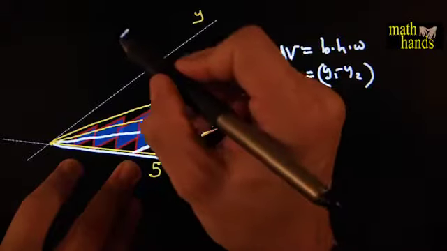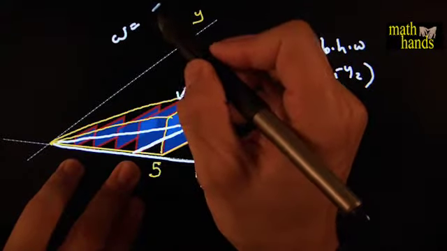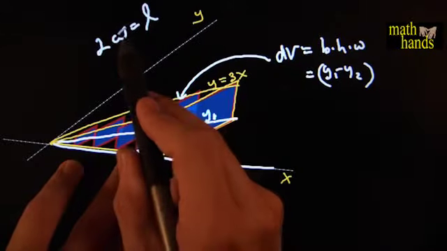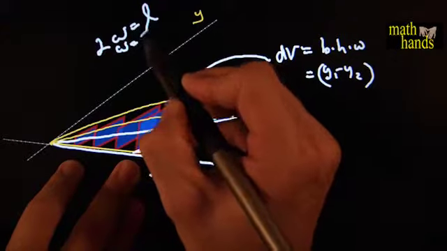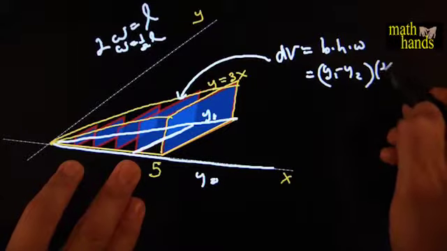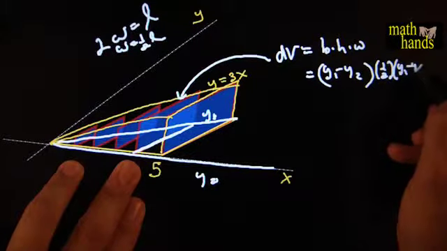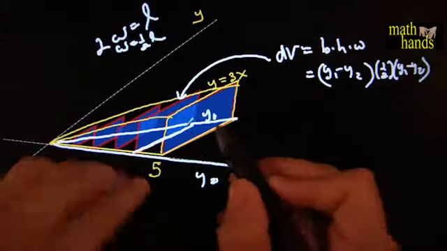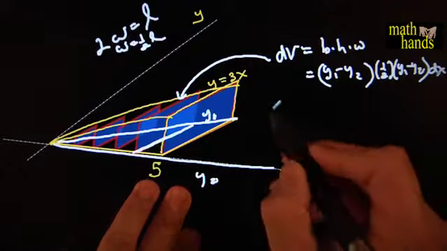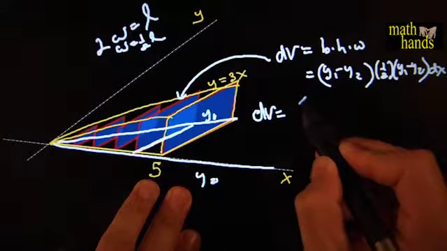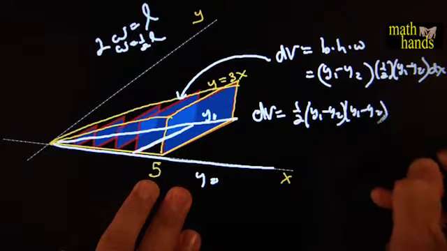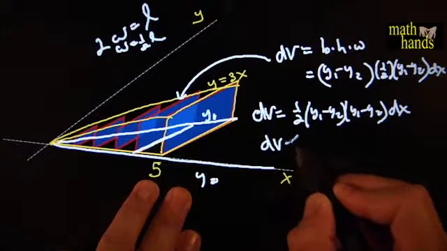The height, they tell us something about: two of these widths make one of the lengths. So the width would be equal to half the length here, so it'd be half of another y1 minus y2, right? And then the thickness would be, in this case, just a dx. And so your little volume would be 1/2 times (y1 minus y2) times (y1 minus y2) times dx, and then you go on and substitute everything.